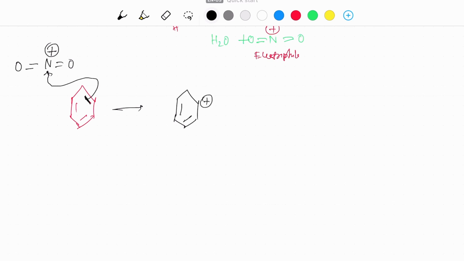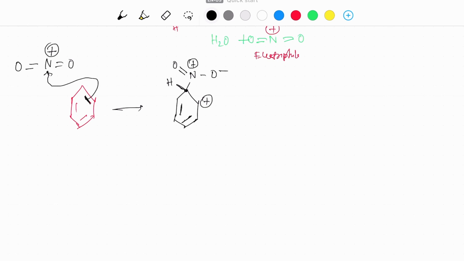And we'll have this nitrogen that is connected to 2 oxygen atoms and already has a positive charge. And you can see that this particular carbon atom is already connected to a hydrogen atom. I'm just drawing it so that it will be easy in the end to explain what's happening with this reaction.